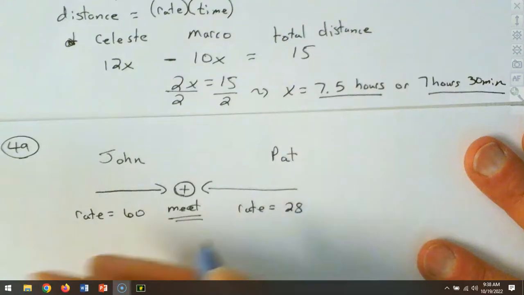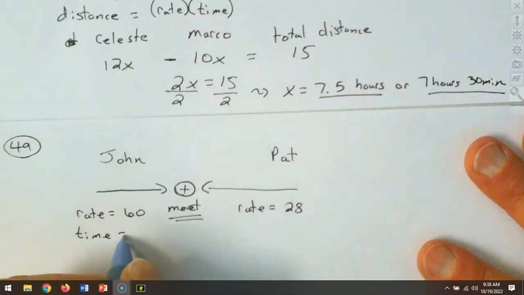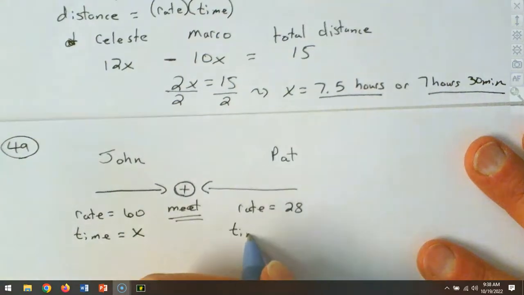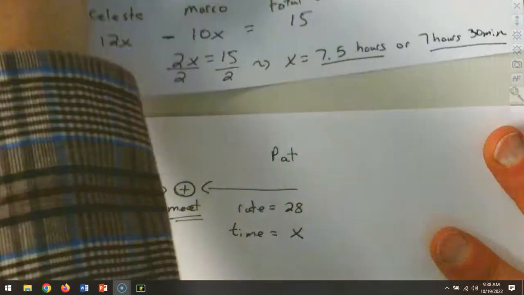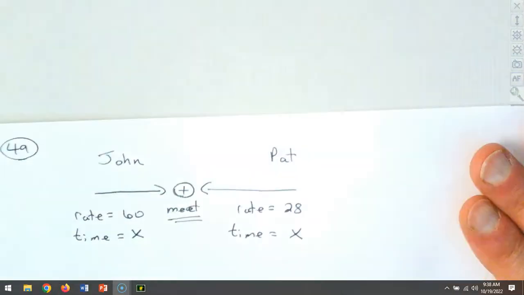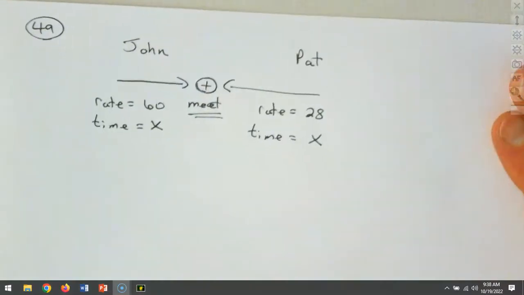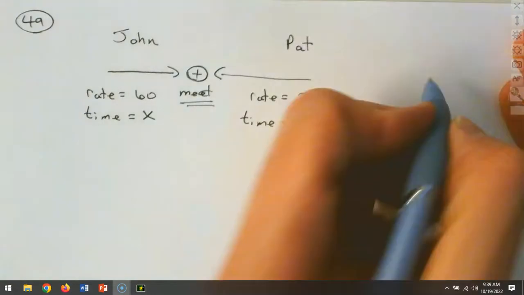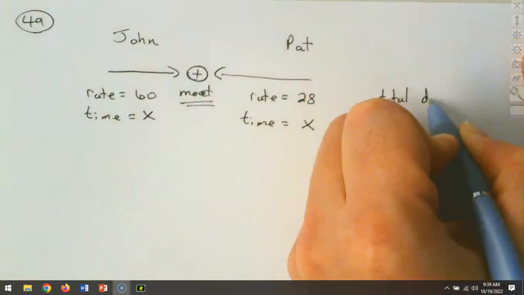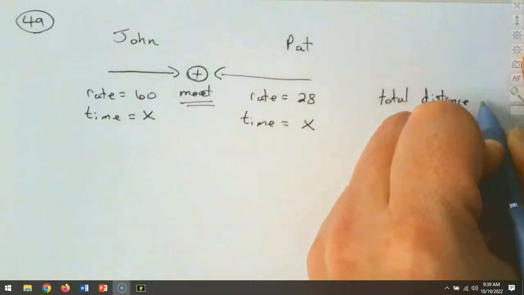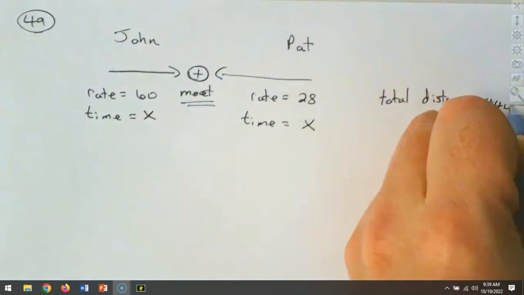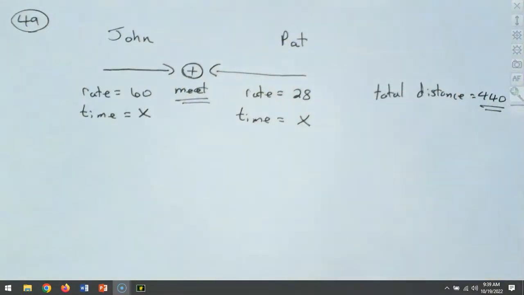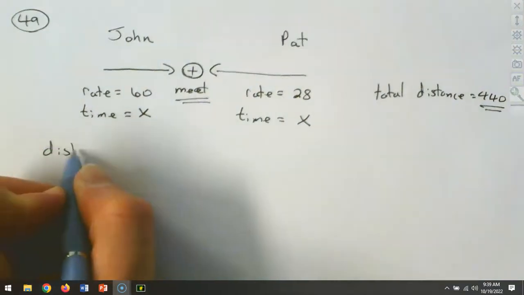She's going at 28. And how long is John on the road for? Don't know, so we use an X. What about Pat? Don't know, but that's also an X because they leave at the same what? Time. Now let's build our equation. What's my total distance, by the way? Just so we have it, 440. Yep, so 440, that's going to be my total distance. So now we can build our equation.